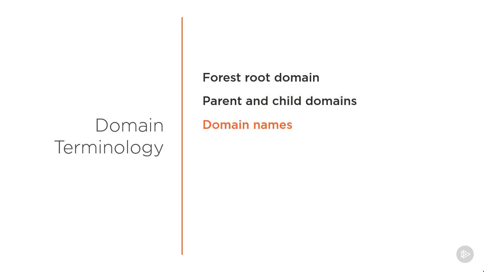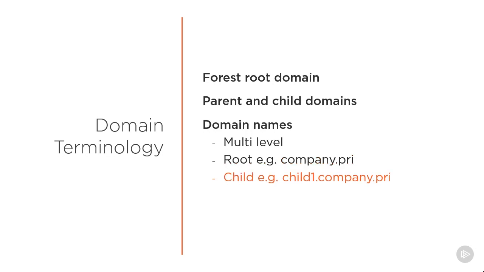Each Active Directory domain needs to be given a name. And in Active Directory domain services, we use a multi-level naming convention. In our course, because we're working for company.pri, our forest will be called company.pri. This will become our forest root domain name. If we were deploying child domains, they would adopt the name of their parent. So child1.company.pri might be the name of one of our child domains. Child2.company.pri may be a second domain name.